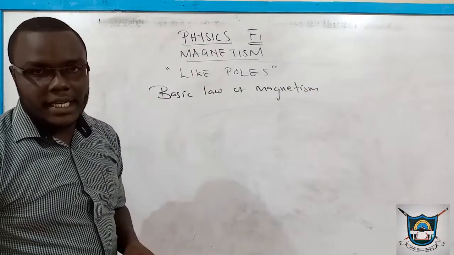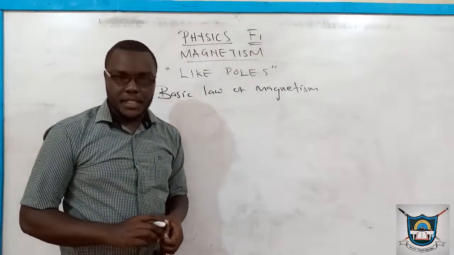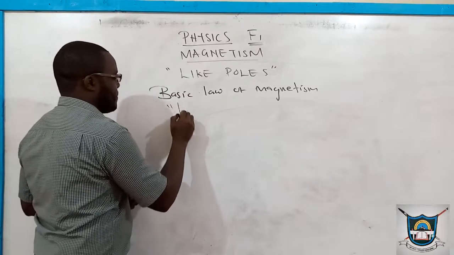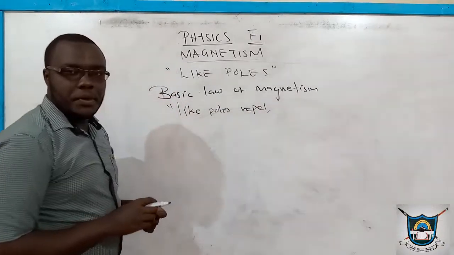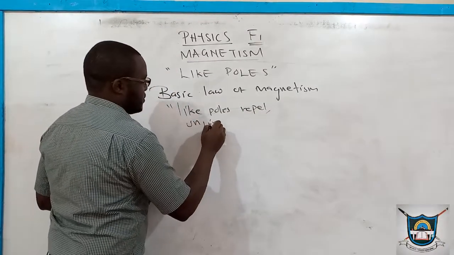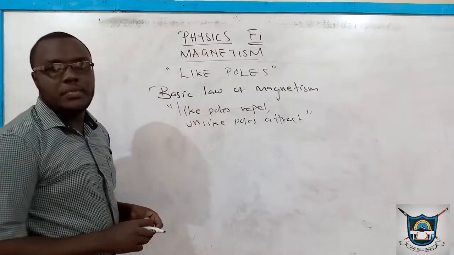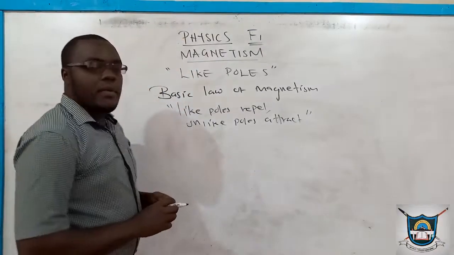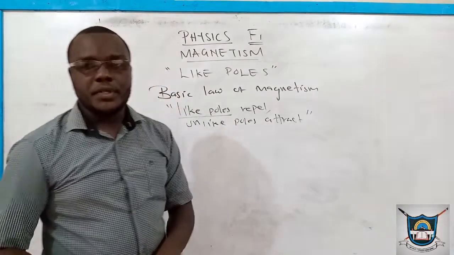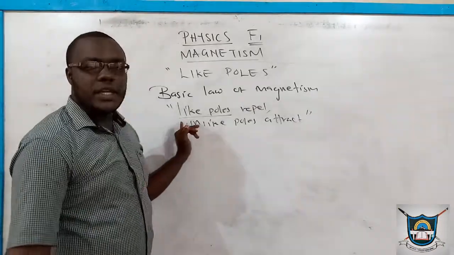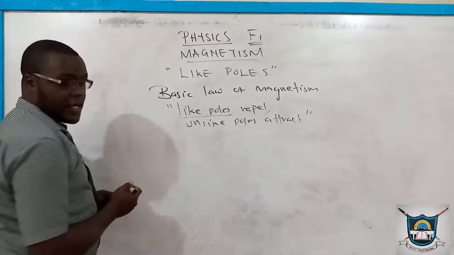the basic law of magnetism. We had done this in our introduction, and we say the basic law of magnetism states that like poles repel, and unlike poles attract. Our main focus is on like poles, and we want to see, is it possible for us to be able to see how like poles repel? And I'm going to use some diagrams to assist us to see how they repel.